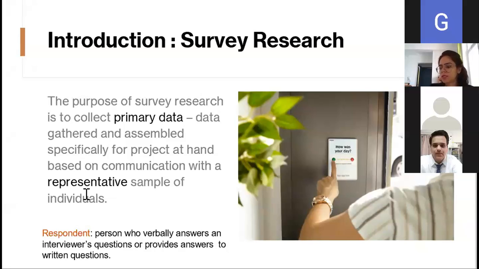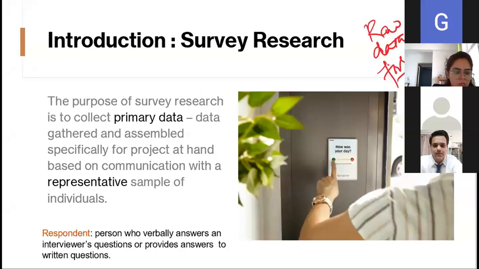What is primary data? Raw data. Ma'am, the data which we collect for the first time, I mean, it is not from any other source. Yes. So you are collecting this data yourself. It's not from any other source, as in it is not secondary data. You are not retrieving this data from any website or any study that is previously done. This is fresh data that you are collecting.